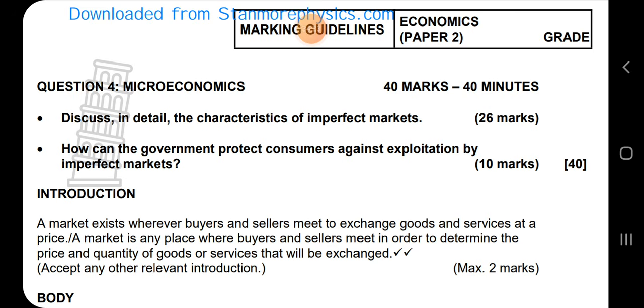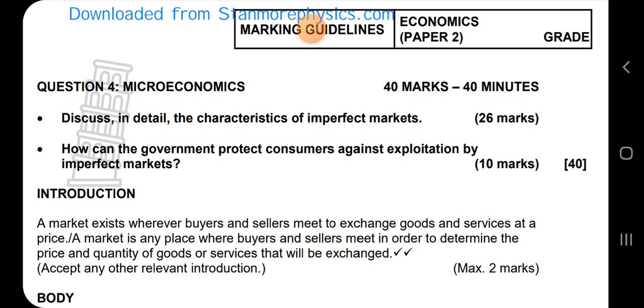How can the government protect consumers against exploitation by imperfect markets? So let's look at this. You write your introduction based on the main topic, okay? Which is 26 marks. It says, discuss in detail the characteristics of imperfect markets. Now, we're talking about imperfect markets.